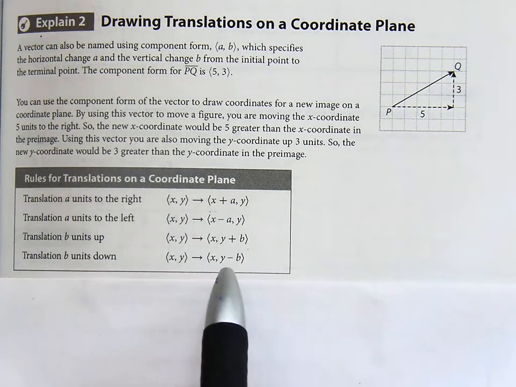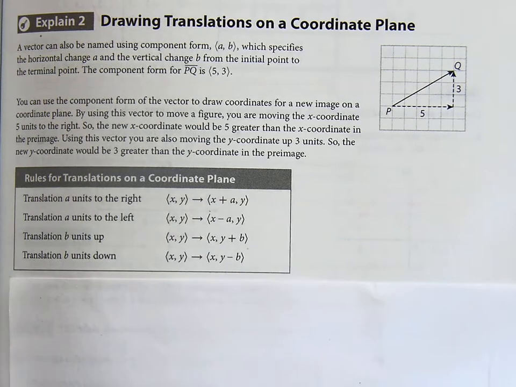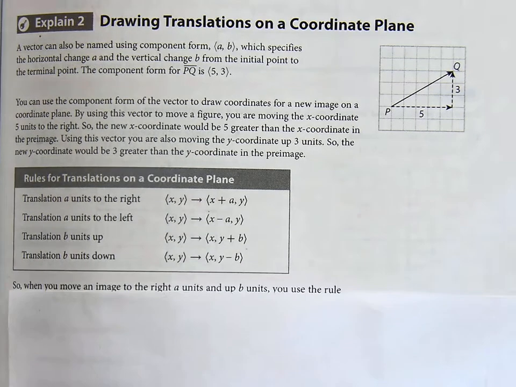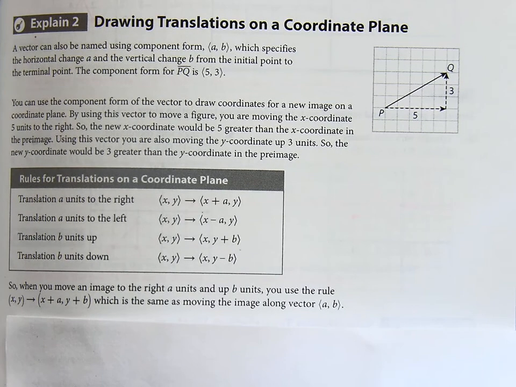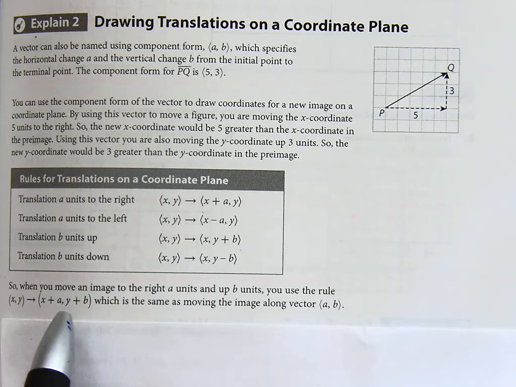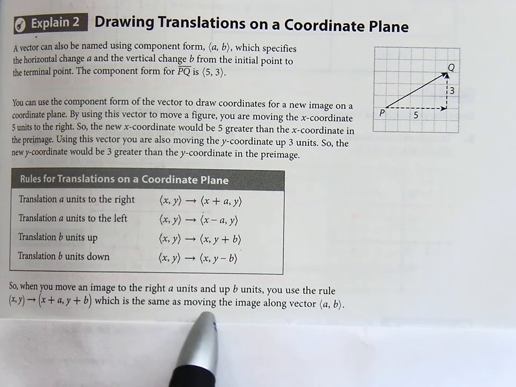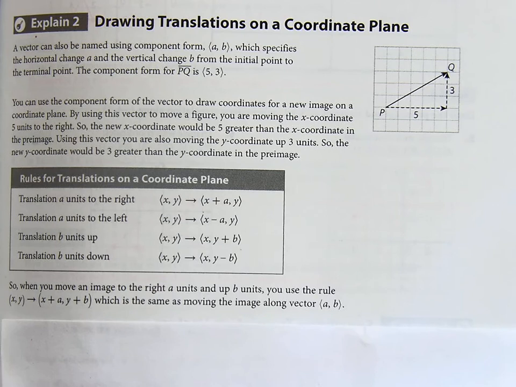And of course, if you're moving it down, then that's going to subtract the b value from whatever your y was for that ordered pair. So when you move an image to the right a units and up b units, you should be using this rule here: x is going to change by the quantity a and y is going to change by the quantity b, which is the same as moving the image along the vector (a, b), how much over and how much up you are moving each point.